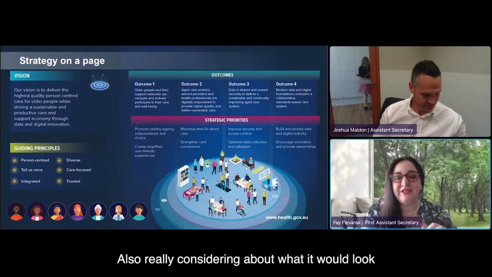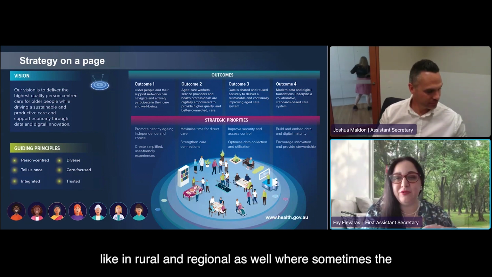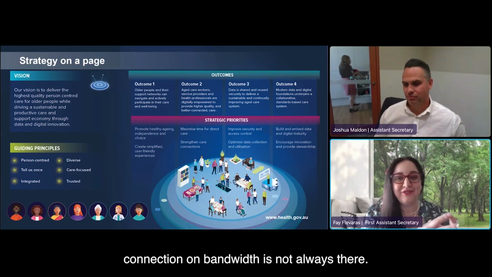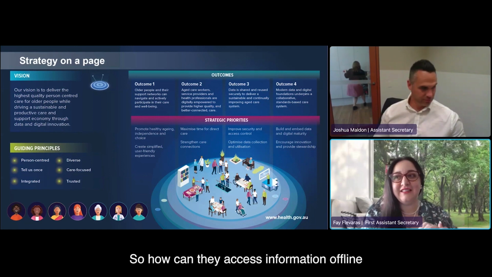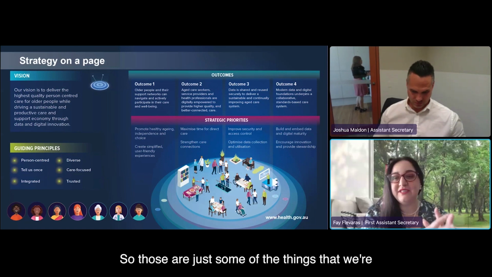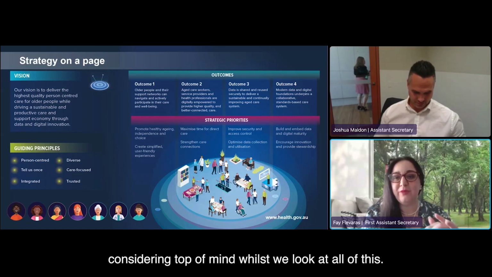Also, really considering what it would look like in rural and regional areas as well, where sometimes the connection or bandwidth's not always there. So how can they access information offline in a cached mode? So those are just some of the things that we're considering top of mind whilst we look at all of this.